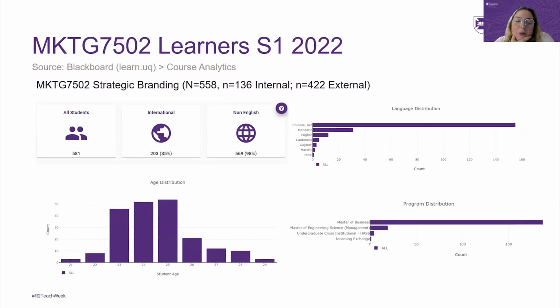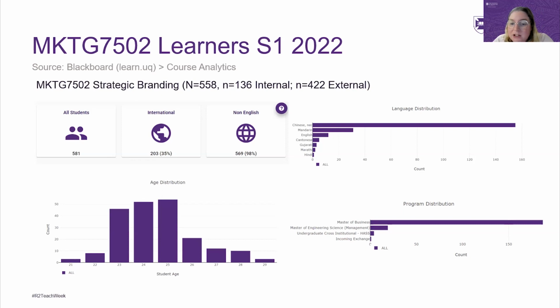So we had 581 students all up. Obviously, some of those withdrew after I got these stats. At the time when I drew these stats, we had about a 35% international composition and a 98% non-English speaking background composition. And you can see to the right the graph from Blackboard that shows the breakdown of some of the different languages that our learners have come from as their background. The ages were all within their 20s, from their early 20s to their late 20s, in that first semester cohort of our postgrads.